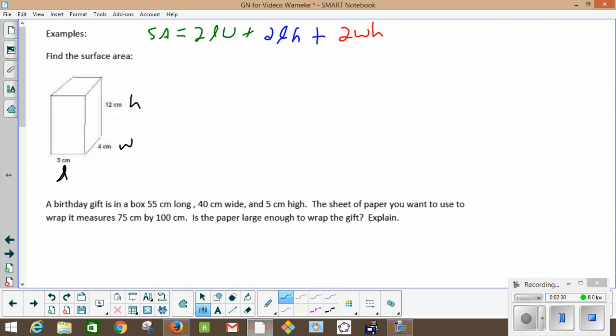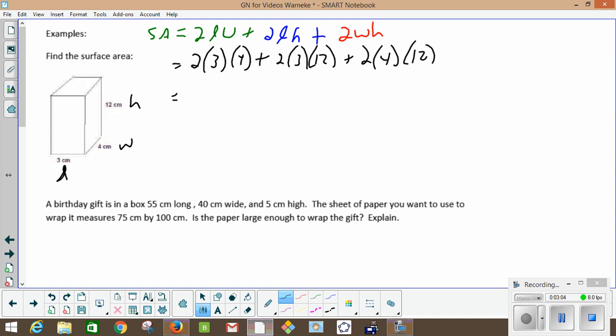So then, to do this calculation, we would do 2 times length, which is 3, width, which is 4, plus 2 times length, which is 3, times height, which is 12, and then plus 2 times width, which is 4, and 12, which is height. So they're basically finding the area of each face and taking it times 2. Or one of the 2 matching faces. I take that back. Sorry about that. And if we do that calculation, we should get 192 centimeters squared because we have units.